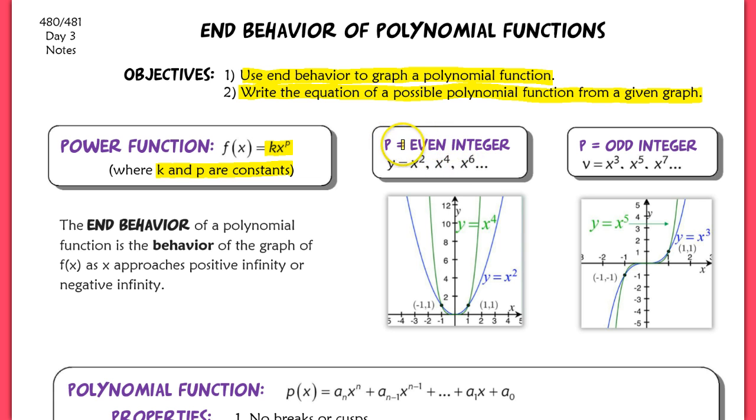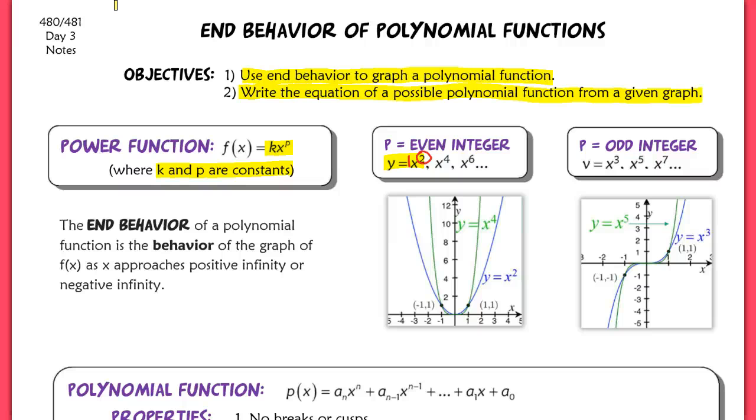These are all where p is an even integer. So we have the function y equals x squared. Now this is something that we know as a quadratic, right? y equals x squared. But this is also a power function if we let k equal 1 and p equal 2. So we have a few different even integer power functions listed. And then off to the side over here we have odd integer functions, so y equals x cubed, x to the fifth, x to the seventh, etc. Today's lesson is all about the end behavior of functions, and that's how we're going to graph polynomial functions.